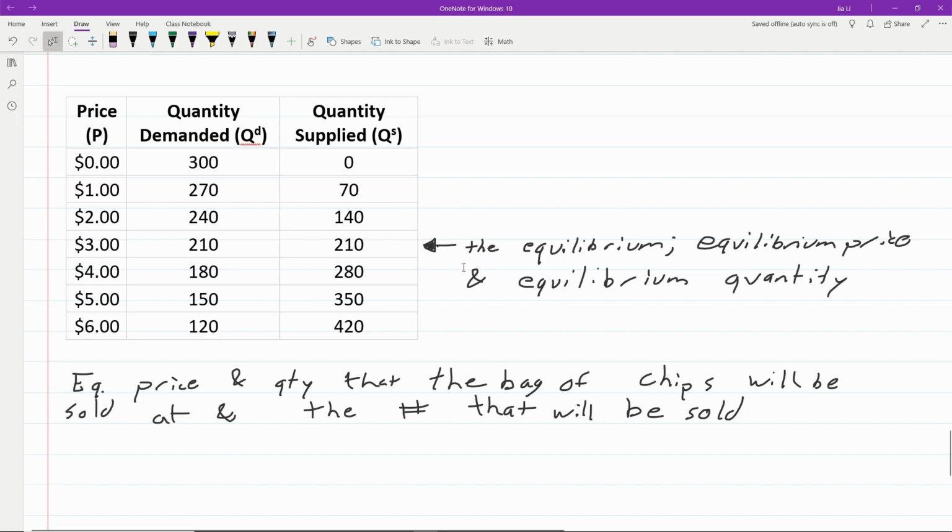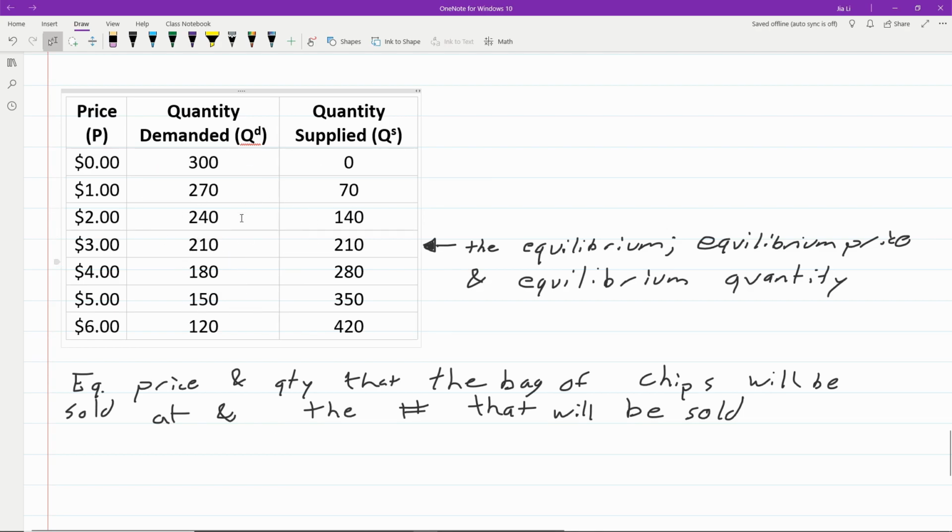That is, if this is a free and competitive market, the amount of bags of chips that will end up being sold is 210, as given by the quantity demanded and quantity supplied here, where the numbers are both 210, and the price that they will be sold at is $3. Okay, so that's what I assert, right? That's my assertion.